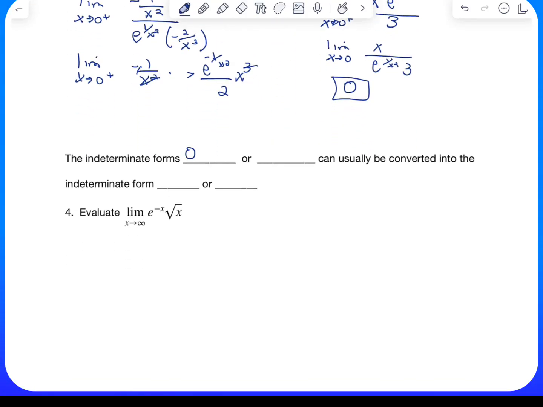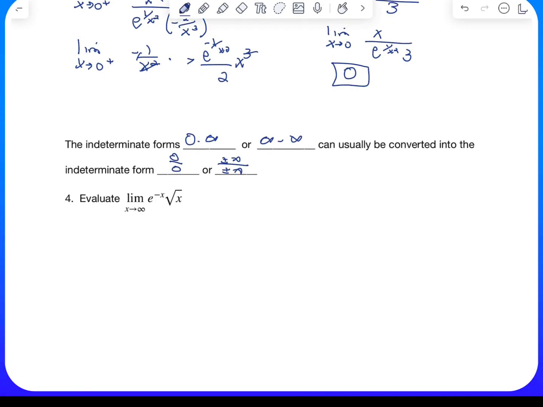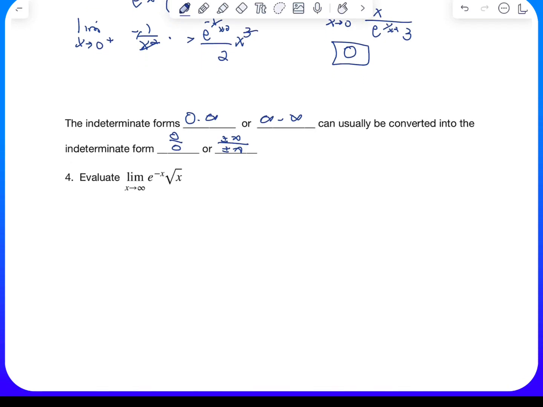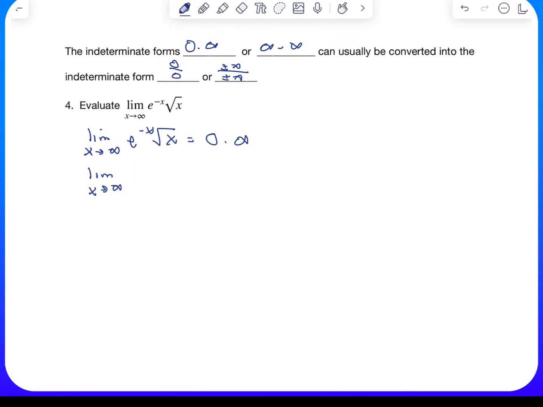Okay, now we're going to find the indeterminate forms, if it's 0 times infinity or infinity minus infinity. First thing we have to do is some algebra, and we have to convert it back into the 0 over 0, infinity over infinity form, and therefore we can apply L'Hopital's rule. So looking at this, if I just do direct substitution, plugging in infinity, I end up with 0 times infinity. And so I need to do some algebra.